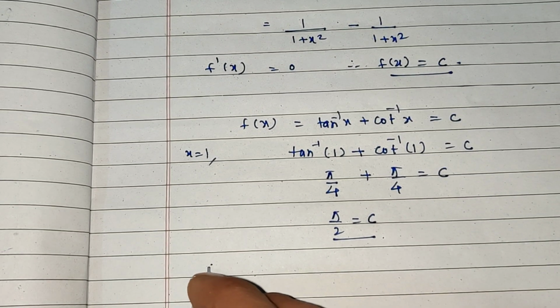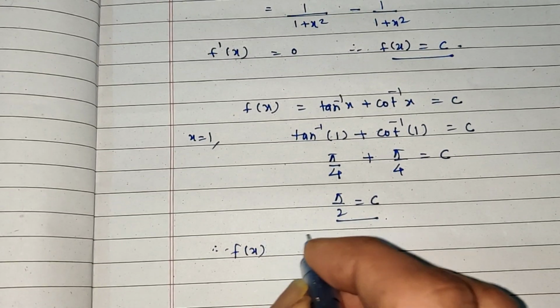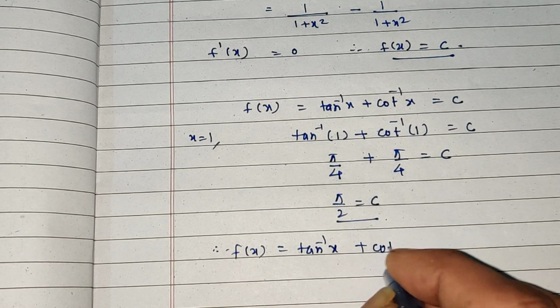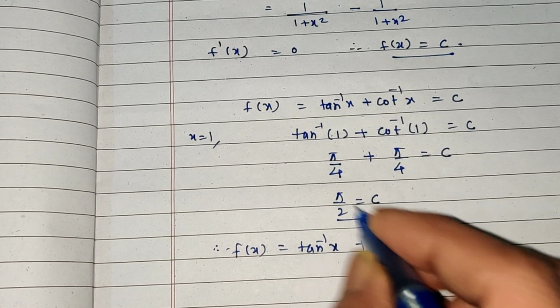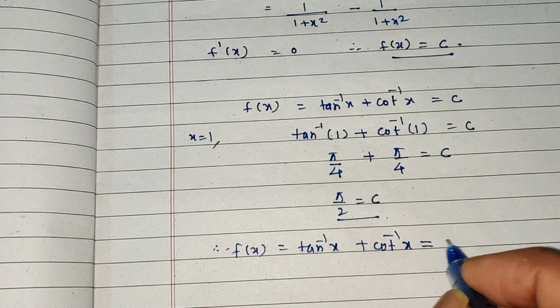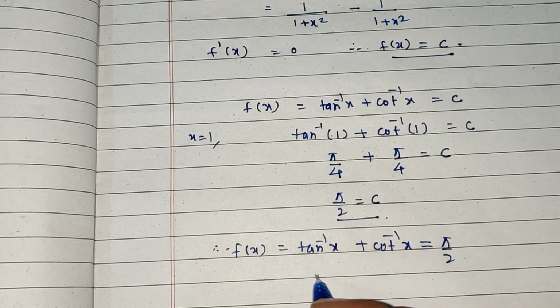Therefore our f(x) is equal to tan inverse of x plus cot inverse of x is equal to c, and c is equal to pi by 2, which is required.